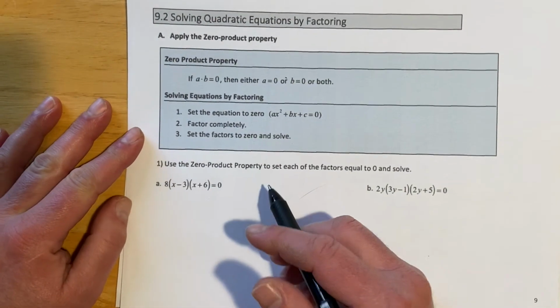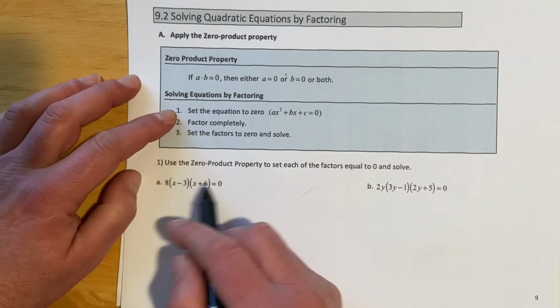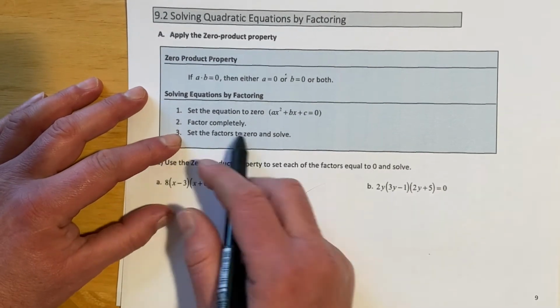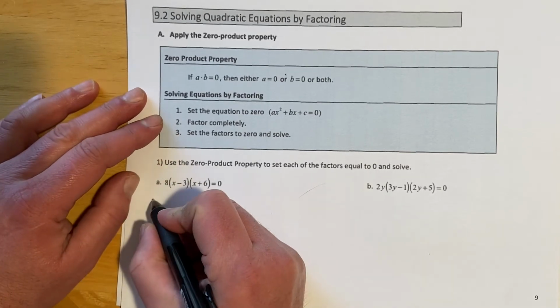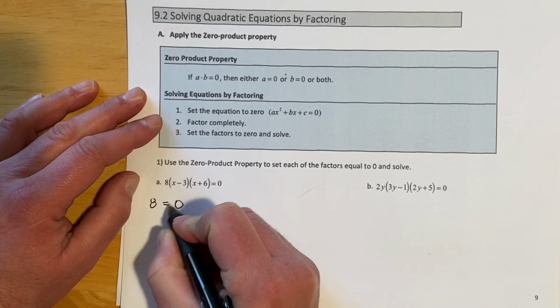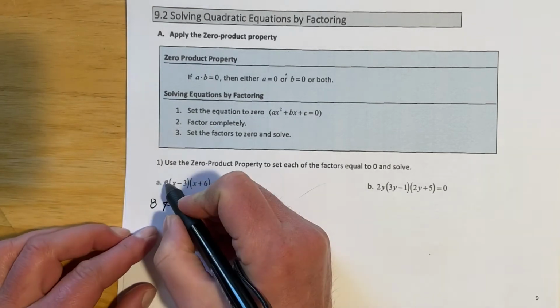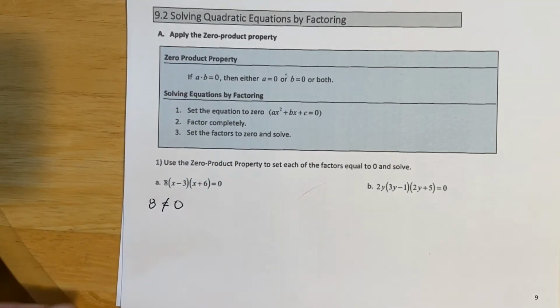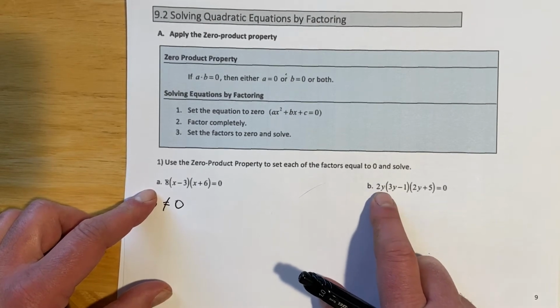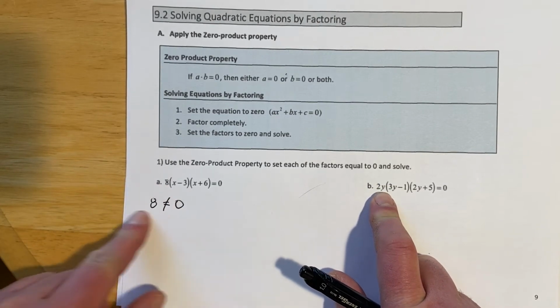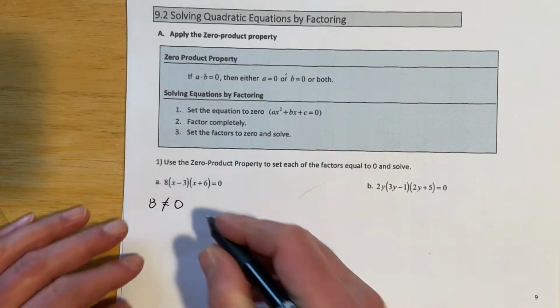So zero product property: it's already factored, so it's set to zero and factored. Now we're just going to set each of these factors to zero and solve. First, I'm going to set this 8 to 0 just to show 8 does not equal 0. There is no x in this term, there's nothing to solve. When we get over to the one where there's a variable with the 2, that's going to do something, but when we just have a number, the number doesn't equal 0, so we're all good.